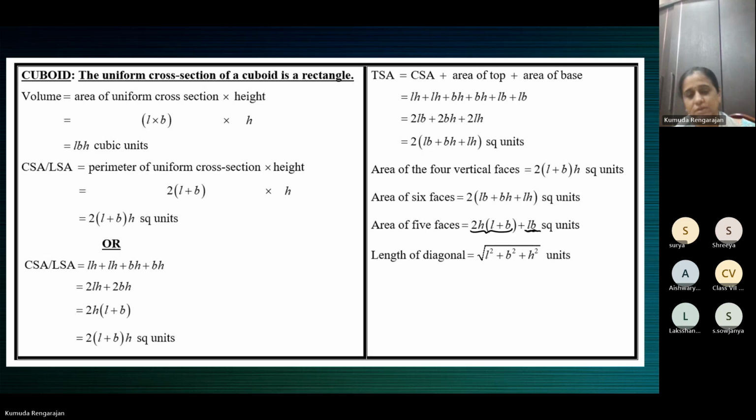Okay. So there can be situations where the cuboid will have only 5 faces, the curved surface area and the bottom covered. The top is open. The top does not have a lid. In that case, the area will be 2h into (L plus B). See, both are the same, children. 2h into (L plus B) is the same as 2 into (L plus B) into h.